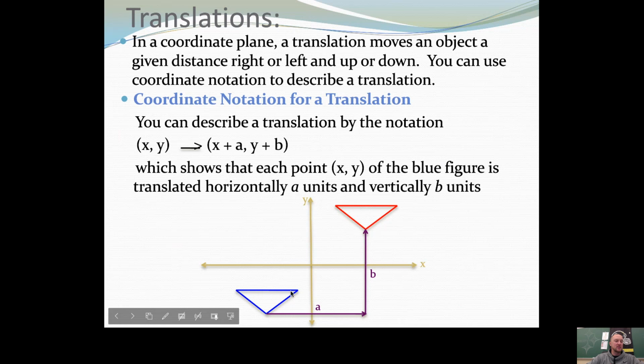So you do that for that vertex. You do the same thing for this vertex. Move it a units right, b units up. Same thing for this guy. Move it a units right, b units up. And what you end up with is three vertices. That would be your image.